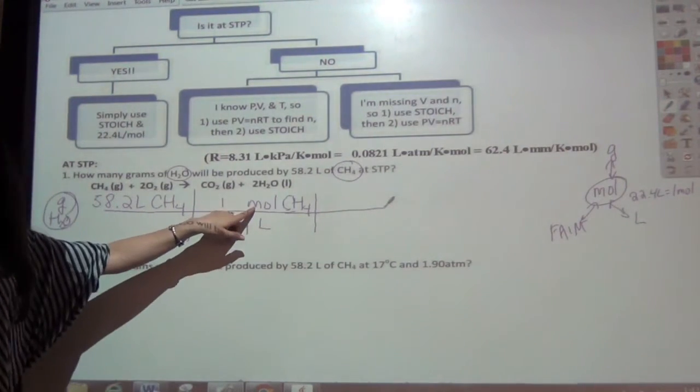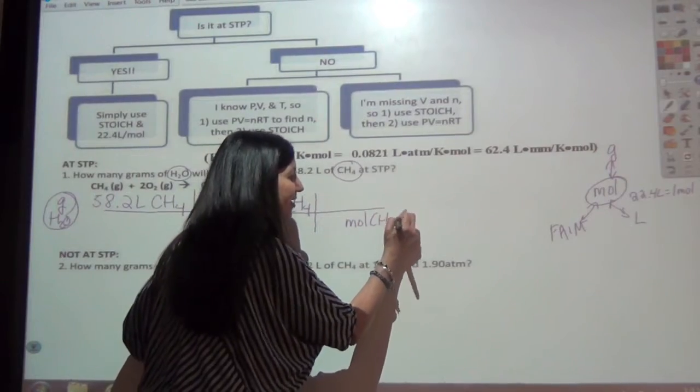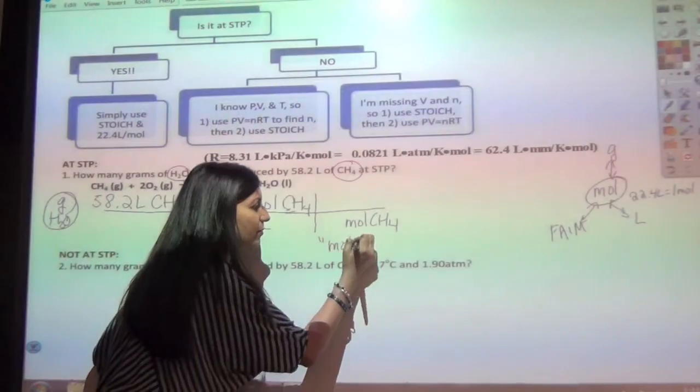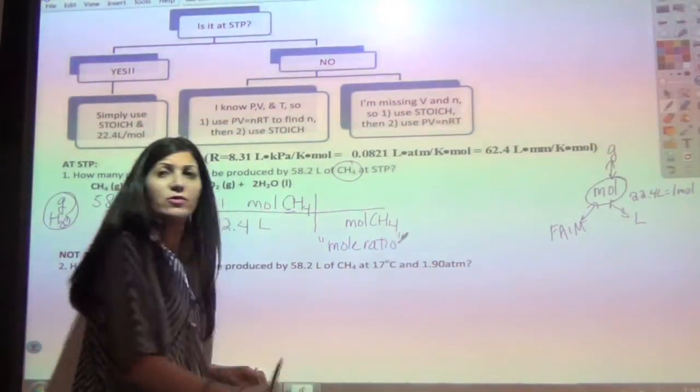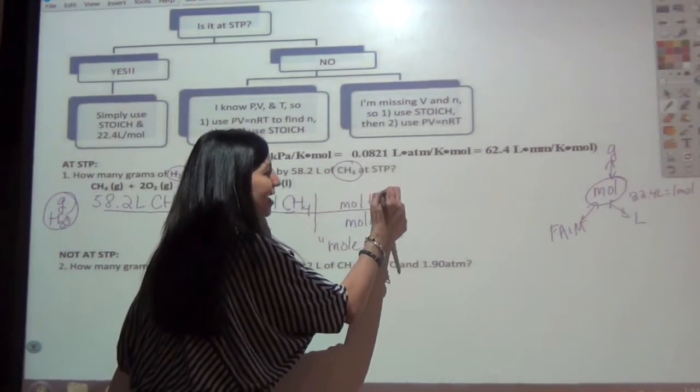Awesome. So now that I'm in moles, I'm going to cross moles opposite. So I'm going to write moles of CH4 down here. And now I can do my mole ratio. So this is what we called the mole ratio. You have to be in moles to do this, okay? So what am I trying to get to? H2O. So let's put moles of water on top.